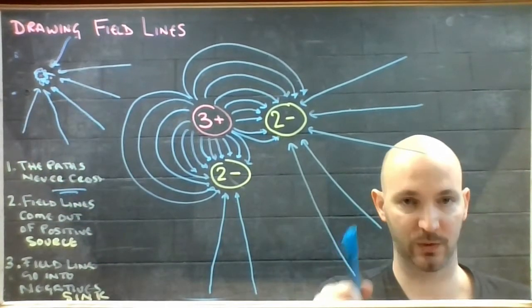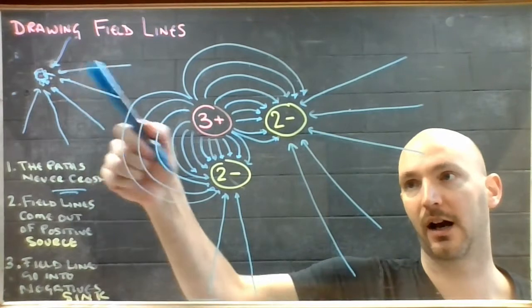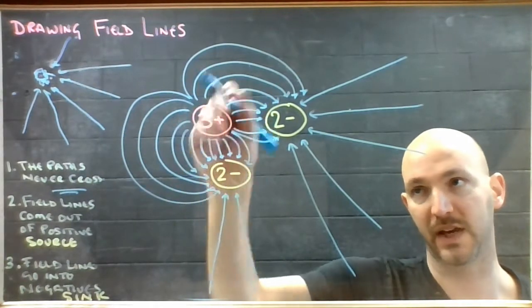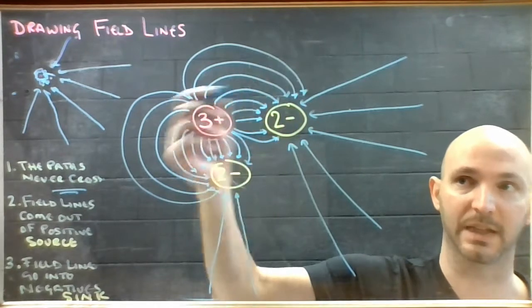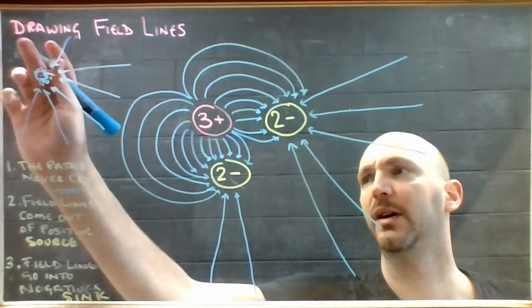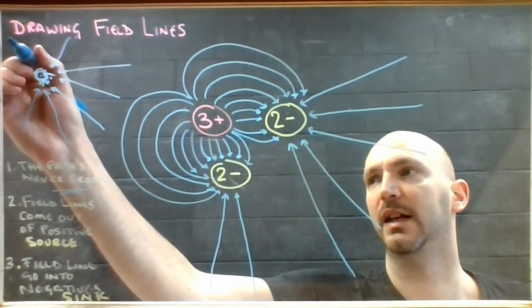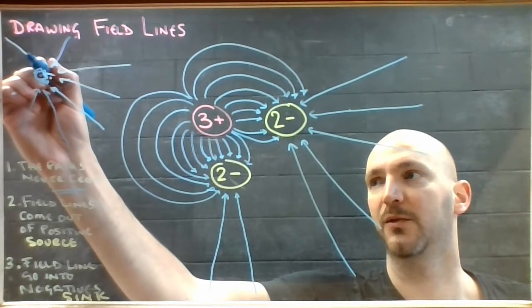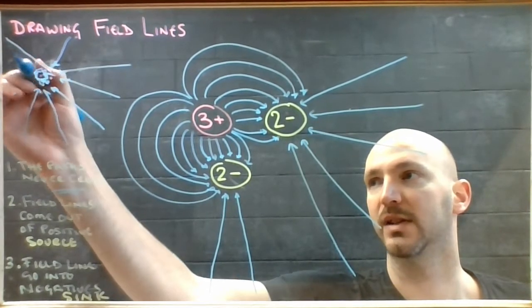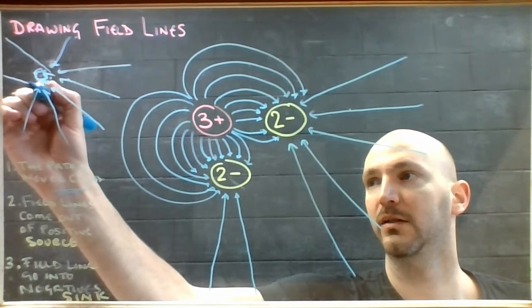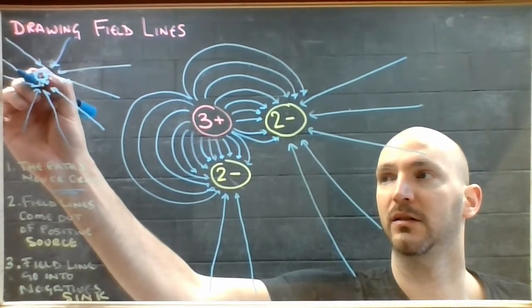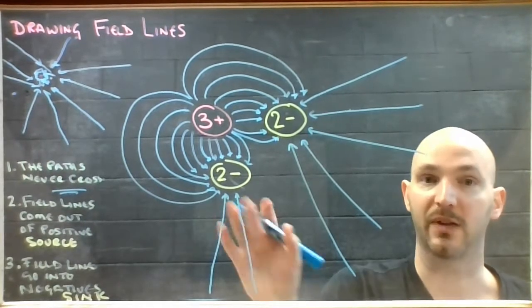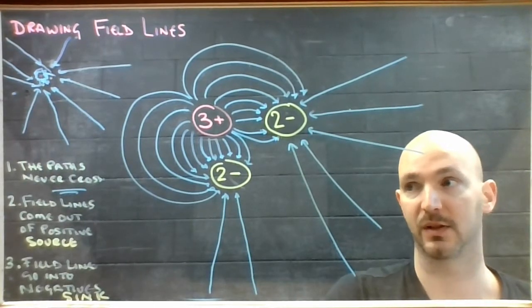And eventually, when I start running out of space over here to try and connect them, these field lines are going to have to start wrapping in from the other direction. So I'm going to get some that do something crazy like this. They come from really far and then wing into those electrons, or negative charges, sorry. Something like that.